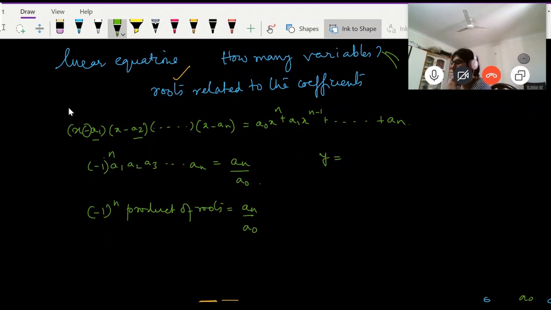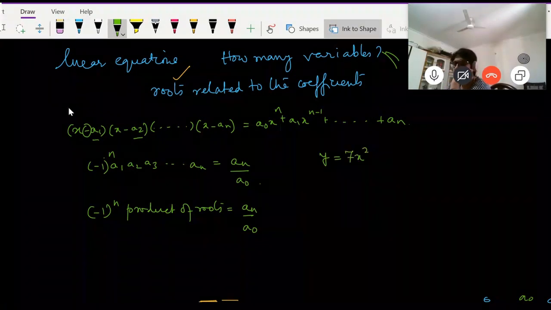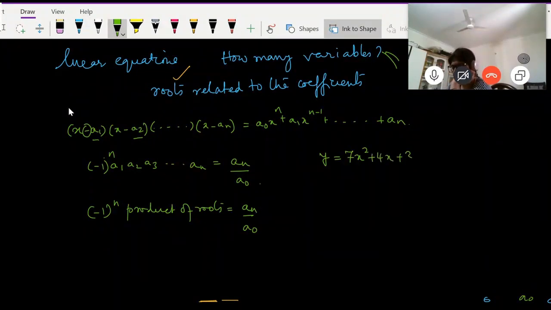So if I have the equation like this, 4x plus 3, what will be the product of my roots? What is n here in this case? 7x raised to the power 2. No, no, no. What is the value of n here in this case?